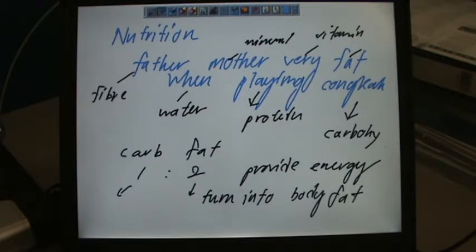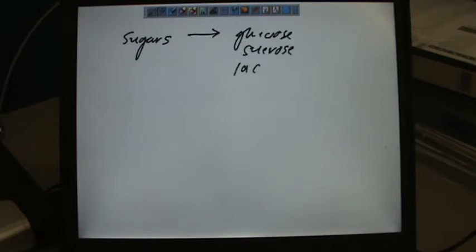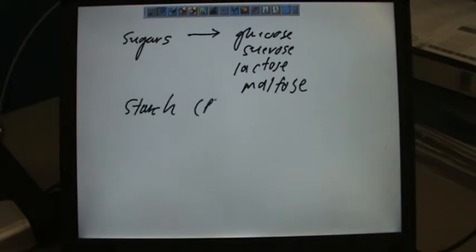Okay, so when we talk about carbohydrate, we also must talk about sugars. There are all types of sugars. Example: glucose, sucrose, lactose, maltose. Okay, so because of this, we also have other types, which is starch. Starch is some kind of sugar stored in plants. Because of photosynthesis, they make starch.